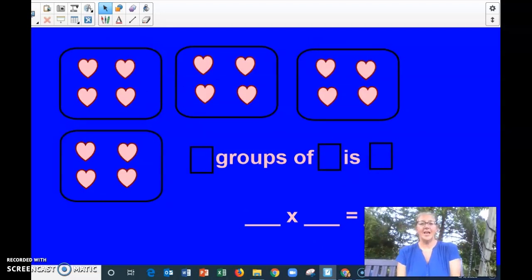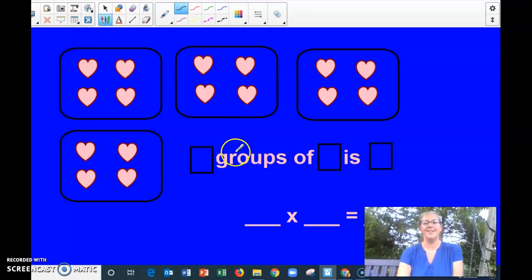Here's one more like that one. This one we've got hearts. How many groups do we see here? Look at our groups. Oh, I think I have to write on this one. There we go. You get a pen. All right. I see 4 groups.